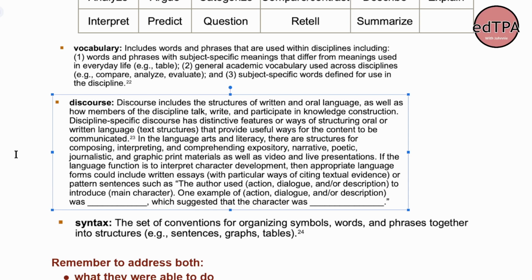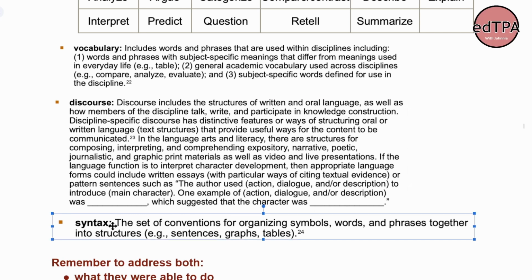If the language function is to interpret character development, then appropriate language forms could include written essays with particular ways of citing textual evidence, or pattern sentences such as, the author used, action, dialogue, and/or description, to introduce, main character. One example of, action, dialogue, and/or description, was suggested that the character was. And last, syntax. The set of conventions for organizing symbols, words, and phrases together into structures, how language is organized so that it can be understood.